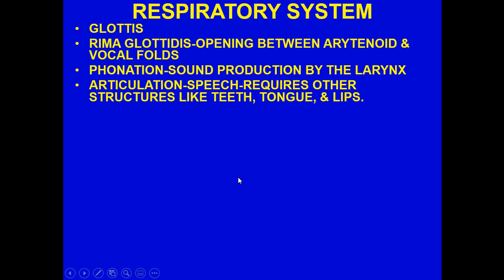Now, when we get into where the actual vocal cords are, you have the glottis, and then you have the rima glottis, which is the opening between the arytenoid and the vocal folds. Phonation is the term for sound production by the larynx. Articulation, this is speech, and it requires other structures like teeth, tongue, and lips to be coordinated so that you can clearly provide the necessary sounds altered in such a way so that you can understand them.